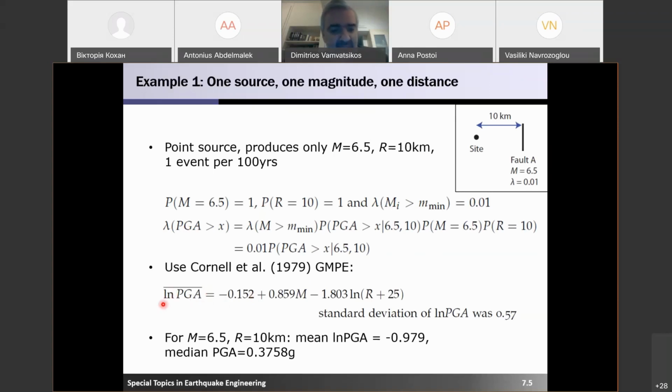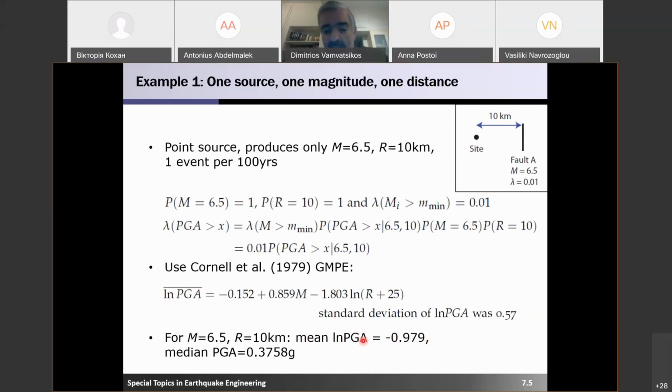Anyway, it says that the mean ln of PGA is minus 0.152 plus something magnitude minus something distance. Classic. And there's a constant standard deviation, which is 0.57. For our case, we have, remember, a 6.5 and a 10 kilometer distance. Your mean ln PGA, remember the bar, comes out to be minus 0.979.